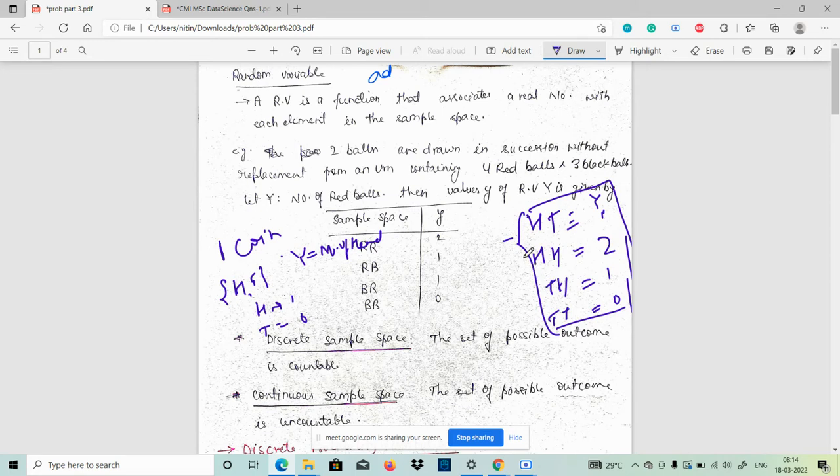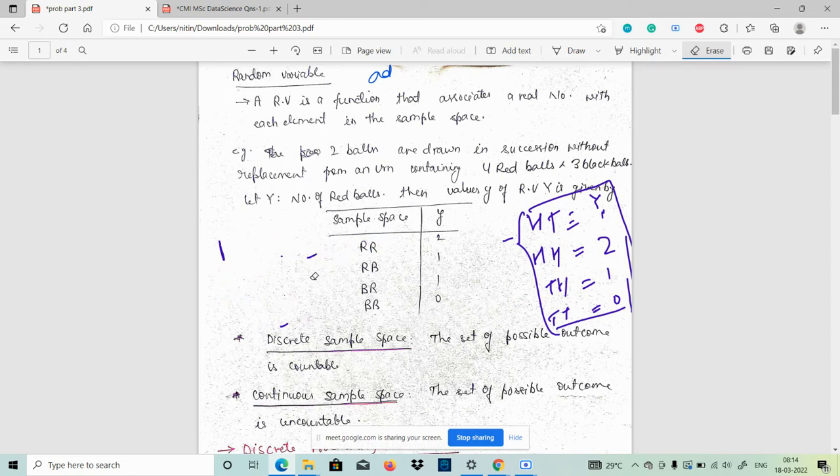Based on this type of random variable, it can be of two types: a discrete random variable and a continuous random variable. The real number can be an integer, or it can be some number within an interval. We will see how these things come into the picture with continuous and discrete random variables.